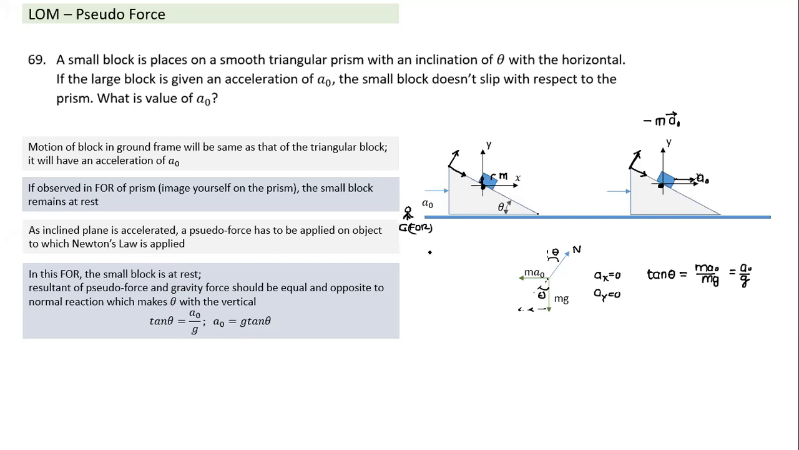What happens when we apply an acceleration greater than a naught? In that case, the block will tend to move in the upward direction. It will acquire an acceleration in the y direction as well. So only for a particular value of a naught, its y coordinate will not change. It will not slip with respect to the inclined plane.